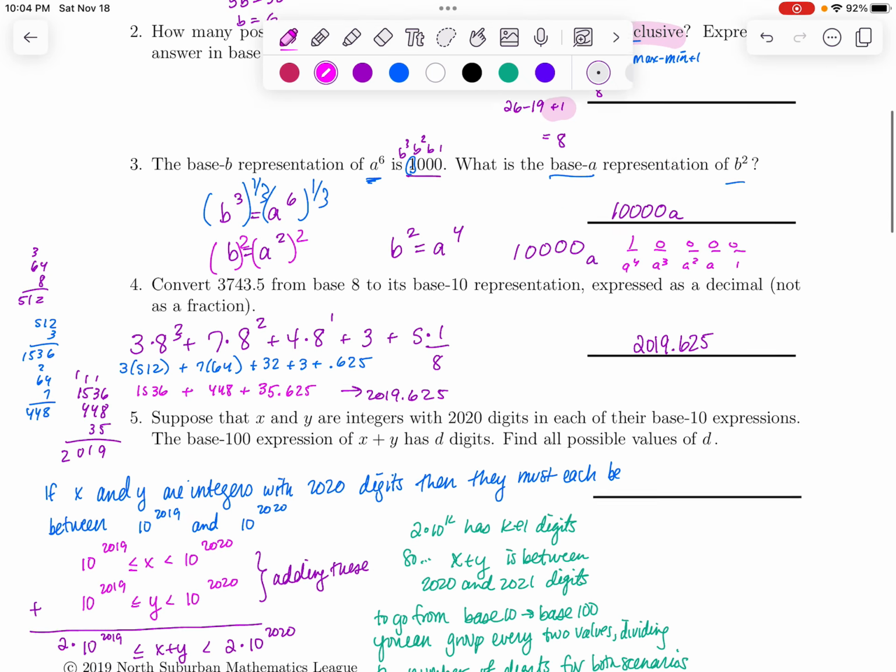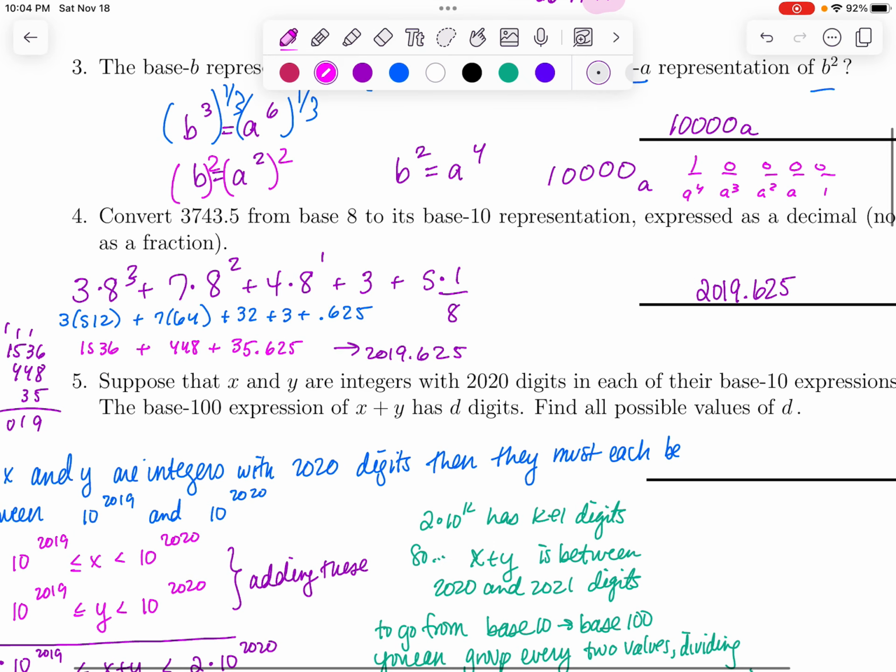All right, number 4. Here we are supposed to take this value, 3743.5, from base 8 and turn it into base 10. And we want to express it as a decimal. So just like how we would typically do this, the 1's place, the 8 squared, and the 8 cubed for our expansion. In order to get the decimal point, I have to do 1 over 8.